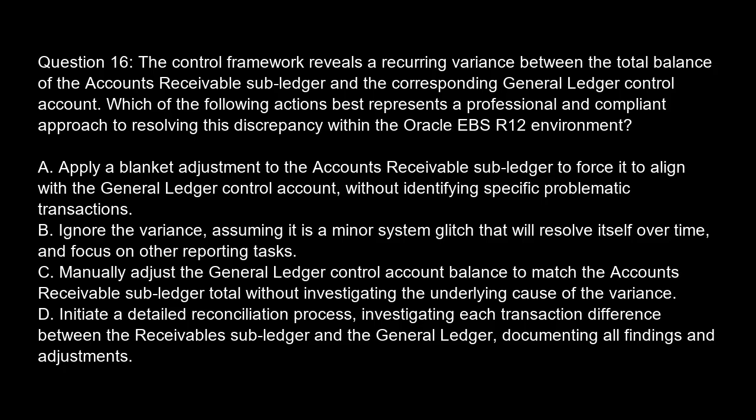Option B. Ignore the variance, assuming it is a minor system glitch that will resolve itself over time, and focus on other reporting tasks. Option C. Manually adjust the general ledger control account balance to match the accounts receivable subledger total without investigating the underlying cause of the variance. Option D. Initiate a detailed reconciliation process, investigating each transaction difference between the receivables subledger and the general ledger, documenting all findings and adjustments.